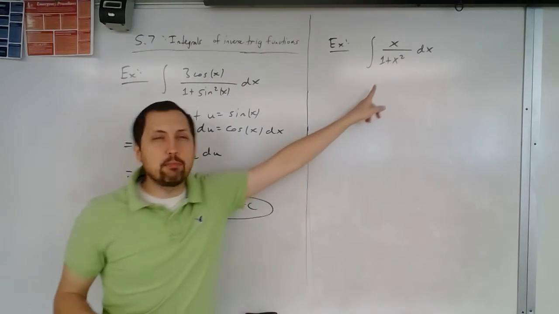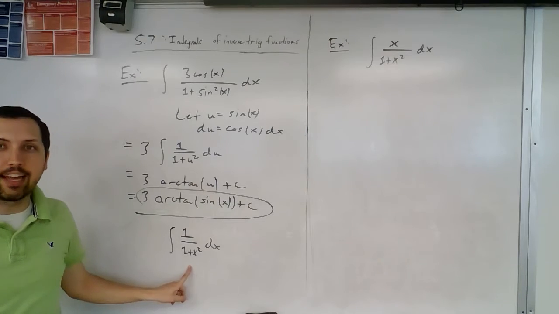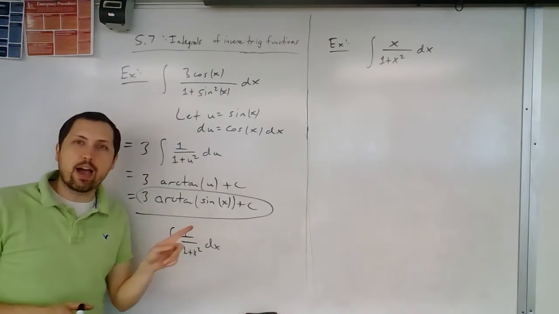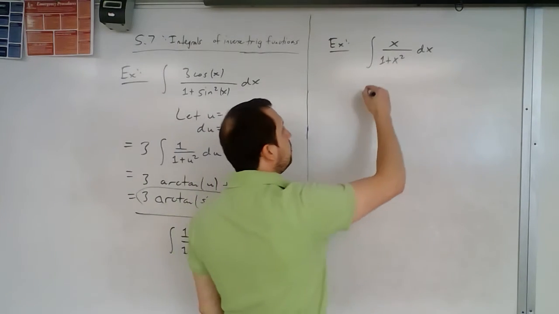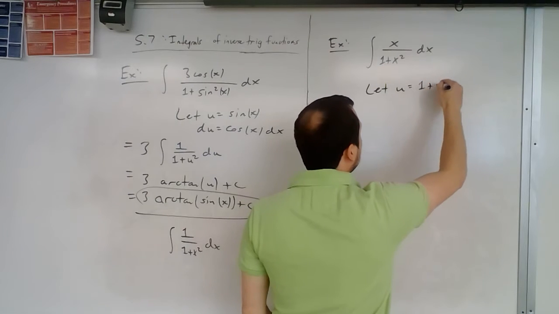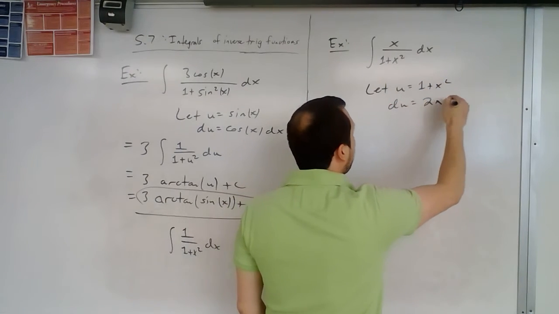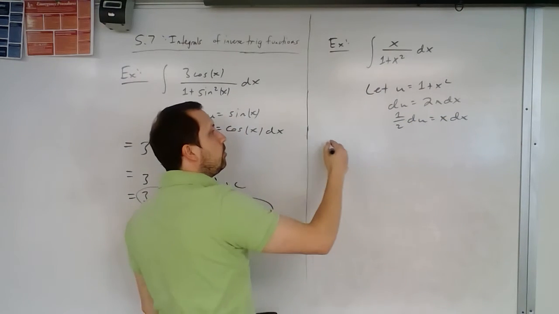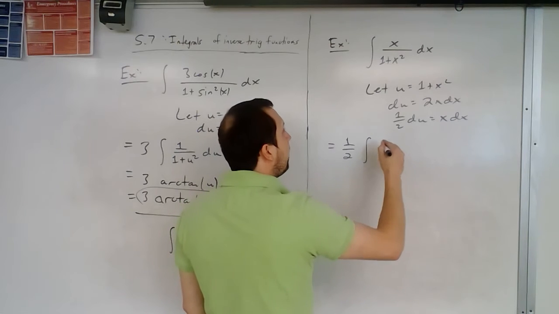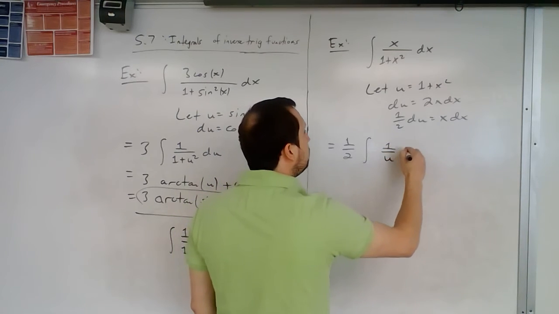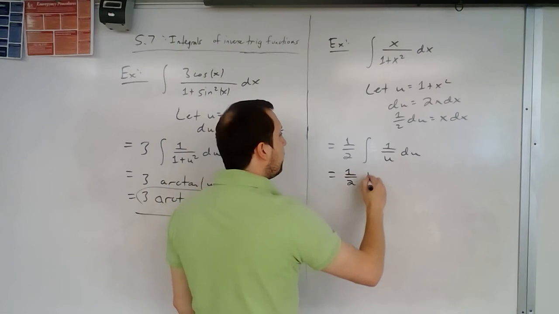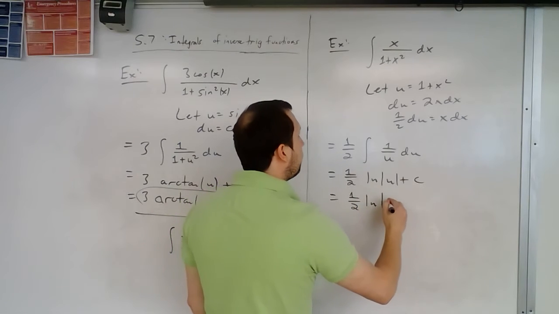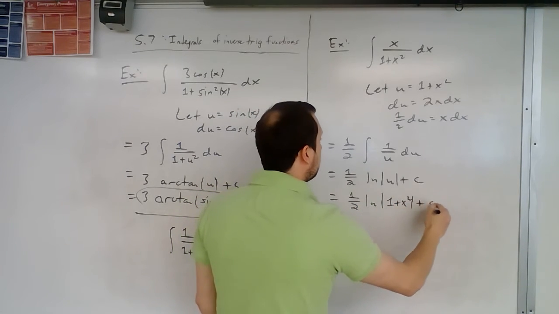This looks very similar to this, right? This integral is arctan. This integral will have nothing to do with arctan, even though the top just differs by an x. What this will require us to do is I'm going to let u be equal to the denominator. du is going to be 2x dx. So in other words, I have a 1/2 du is equal to x dx. I substitute this in, I have a 1/2 out front, integral of 1 over u du. So I have 1/2 natural log of the absolute value of u plus c, and this is 1/2 natural log of the absolute value of 1 plus x squared plus c.